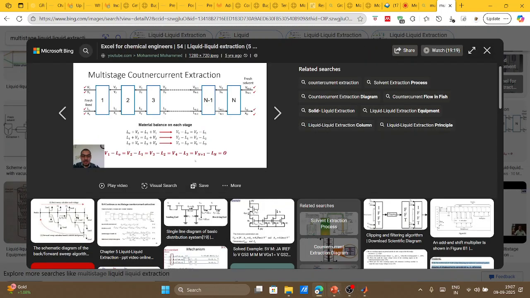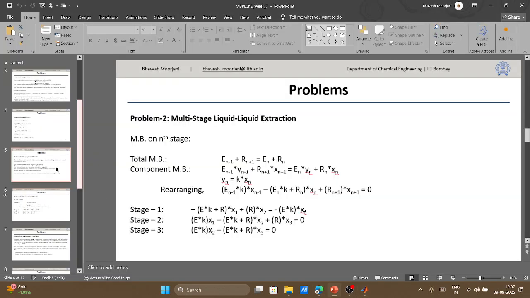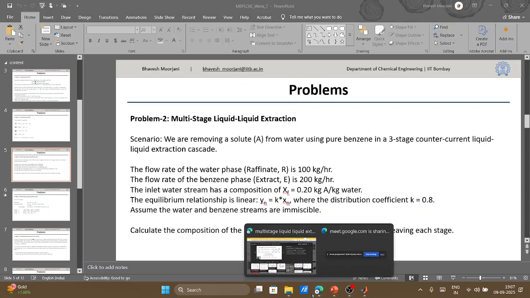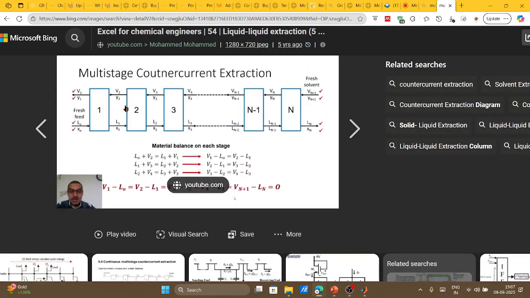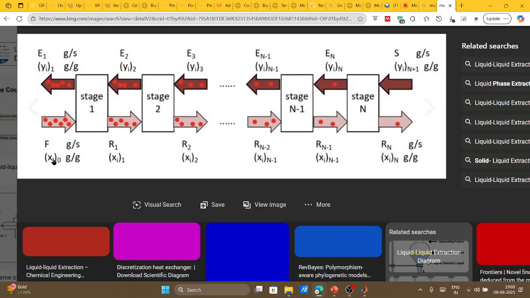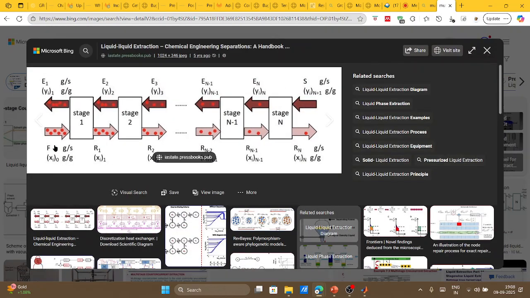So I think here it should be the benzene phase, I think I was referring to as R, and the water phase as extract. Okay. So just confirm the notation. I am slightly confused here. So here in this, according to this diagram, feed is considered as raffinate, okay, so F R R R, and the solvent part is considered as extract, okay.